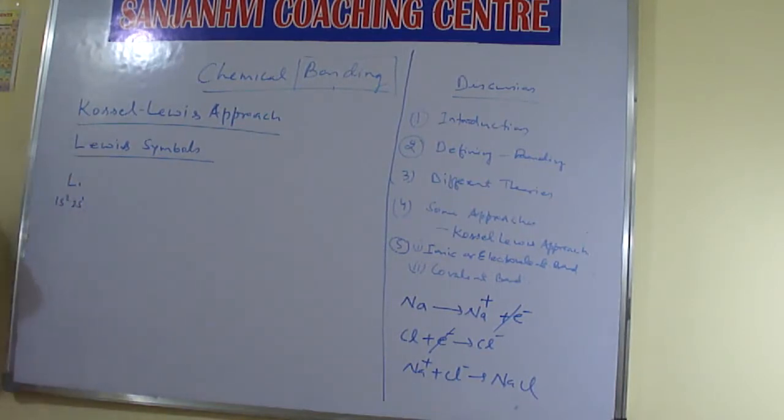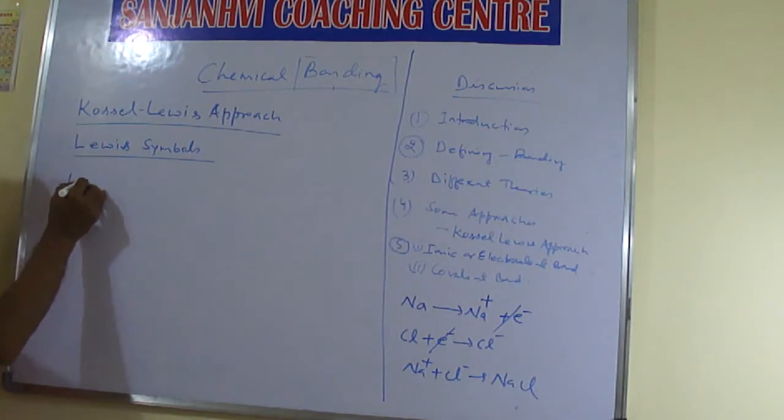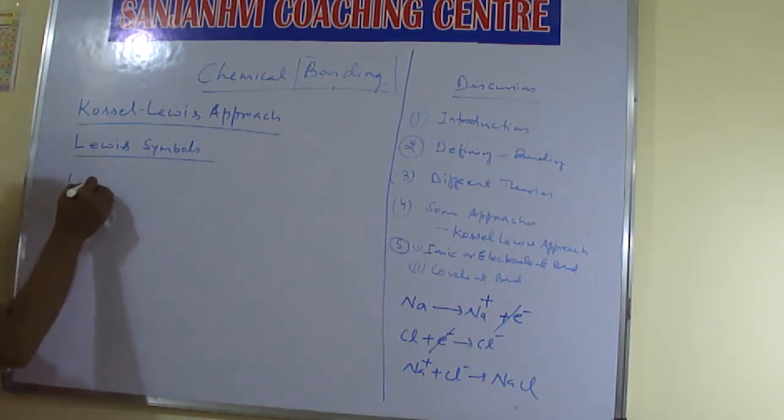What Lewis has done is this: inner shell electrons are not participating in bond formation. They behave as if they are stable, completely filled, so they do not participate in any type of bond formation. Only outermost shell electrons participate in bond formation. So Lewis used dots to represent valence electrons.